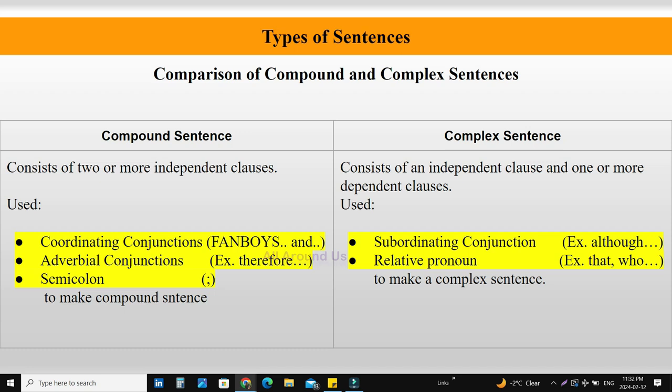To prepare the complex sentence, an independent clause and a dependent clause are connected by a subordinating conjunction or relative pronoun.